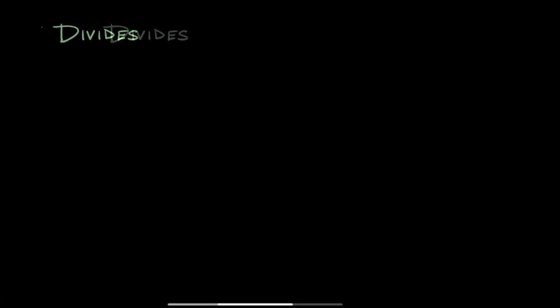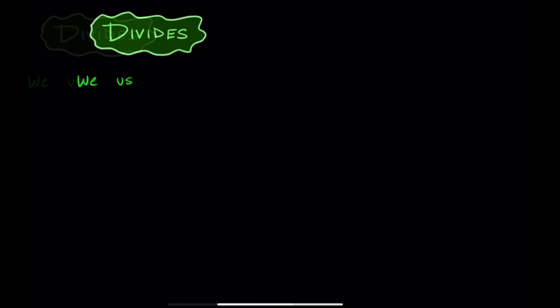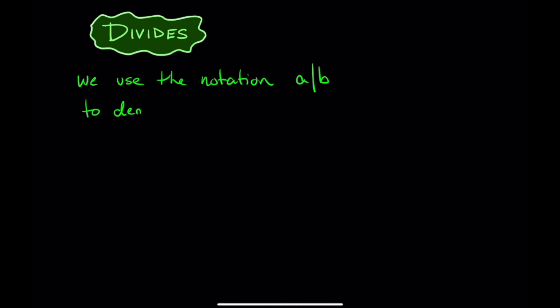All right, the divides relation. So we know what division is, and this is just basically creating an operator for division. So we use the notation A with a line B to denote A divides B.